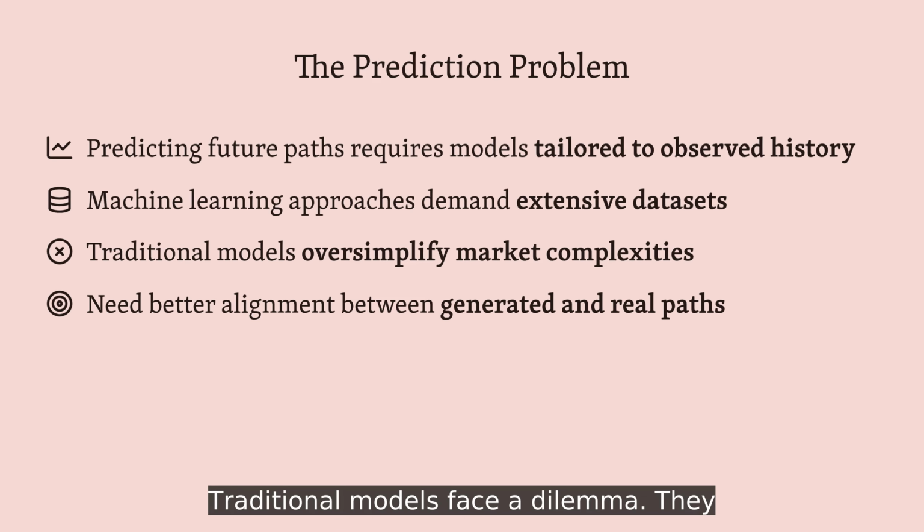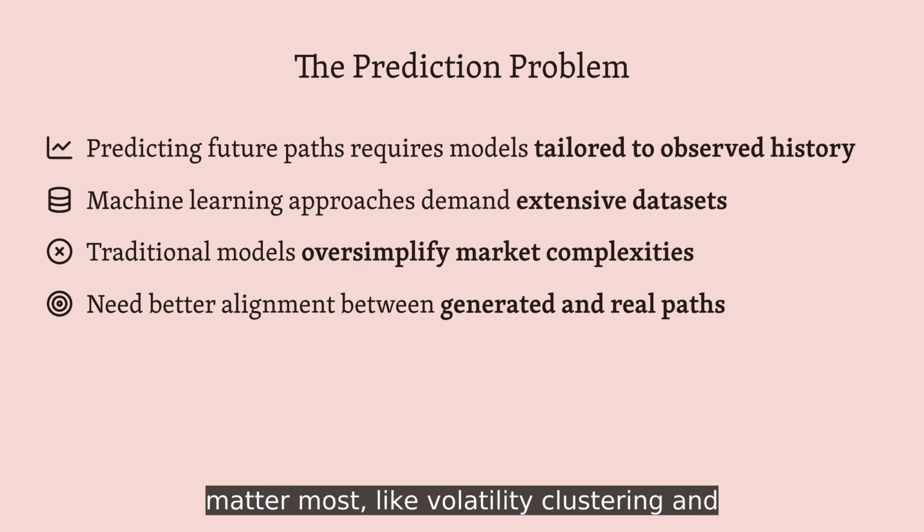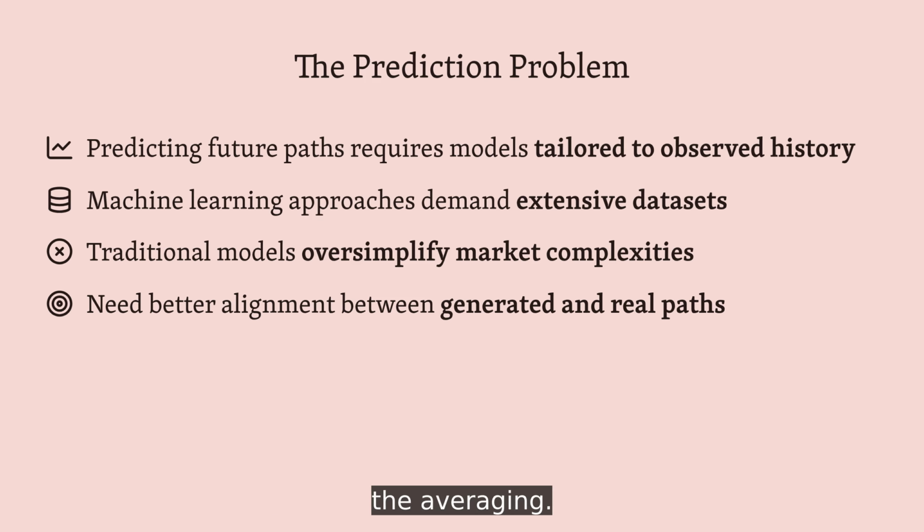Building on that vision, let's examine why predicting financial futures remains so difficult. Traditional models face a dilemma. They either oversimplify market dynamics or require massive amounts of data to train effectively. Meanwhile, the statistical properties that matter most, like volatility, clustering, and tail behavior, often get lost in the averaging.